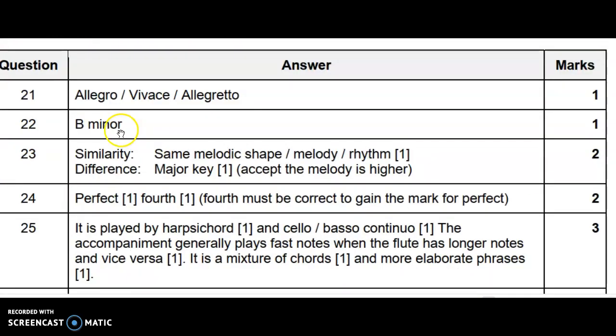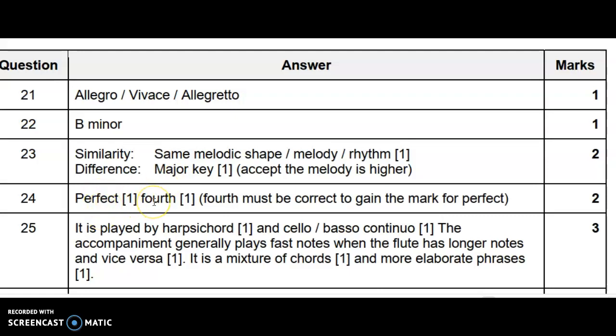The music, bar 18, was Allegro, Vivace or Allegretto. The new key is now B minor. The similarity of that, you have the same melodic shape or the melody or the rhythm. And now the melody was higher. So it was in a major key now, back in D major.